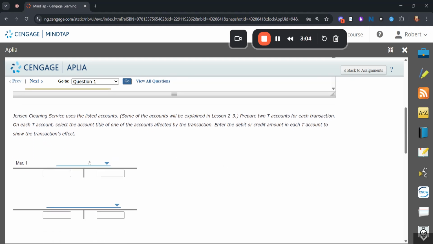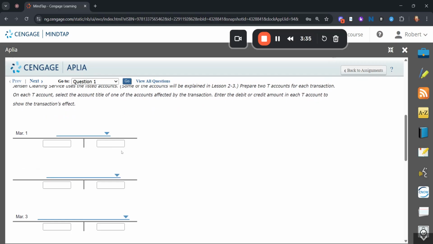So we have our drop-down menu, and if you want to go ahead and read the instructions, this Jensen Cleaning Service uses the listed accounts. Some of the accounts will be explained in Lesson 2-3. Prepare 2 accounts for each transaction. Like I said, each transaction affects 2 accounts. Select the account title for the accounts that are going to be affected, and enter the amounts either on the debit or credit side.